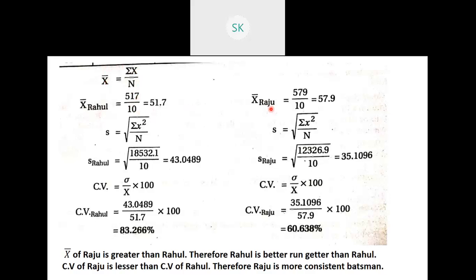And one more thing, you have to solve separately for Rahul and separately for Raju. You cannot mix up both of them. Please solve separately for Raju as well as Rahul. Now let's see and understand the further part.